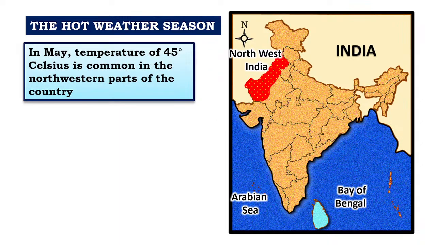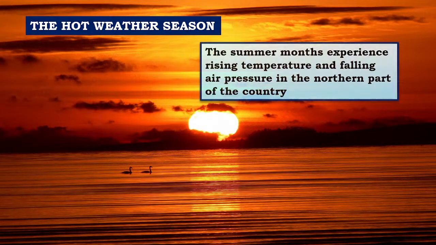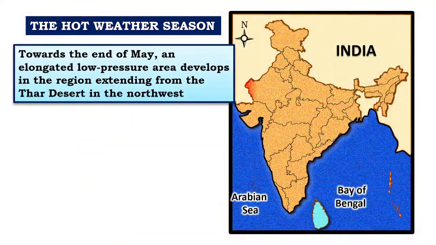Then this is northwest India. Okay, and then in peninsular India, the temperature remains lower due to the moderating influence of the oceans. Okay, now look at this. The summer months experience rising temperature and falling air pressure in the northern part of the country.